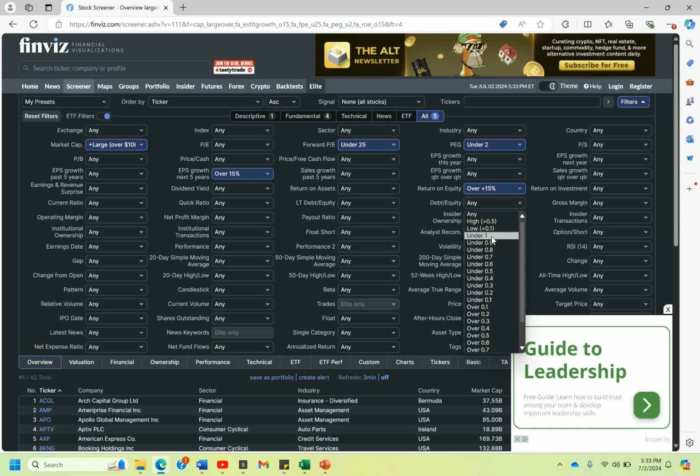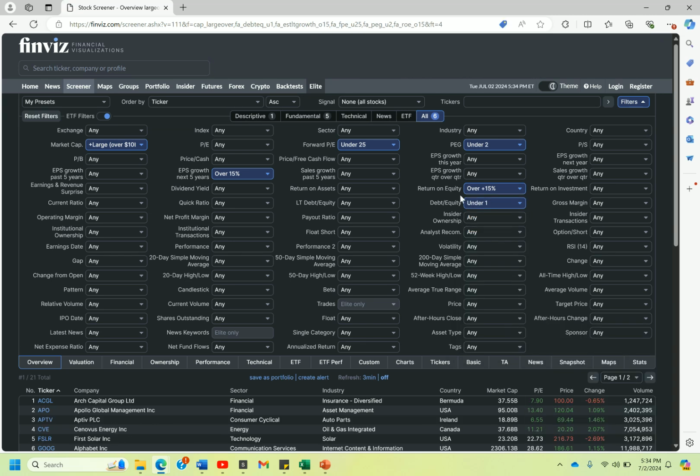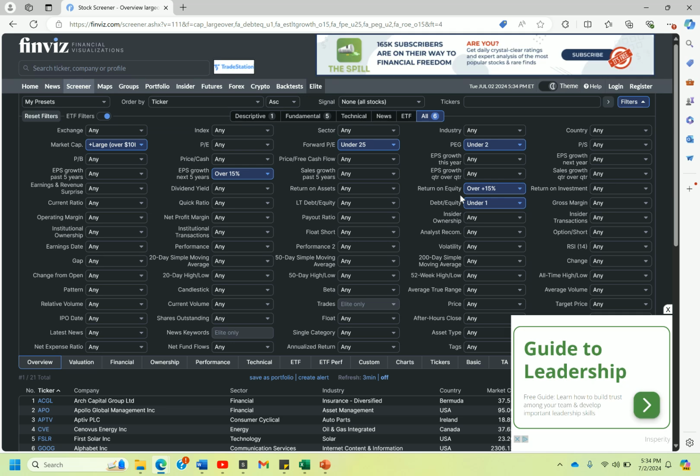After that, we will be looking at the debt to equity ratio. I know in the last video I said it should be under 2, but unfortunately, FinViz doesn't filter that broadly, so we'll just be going with under 1. This shows companies that have a lower debt reliance, therefore being much less risky investments.